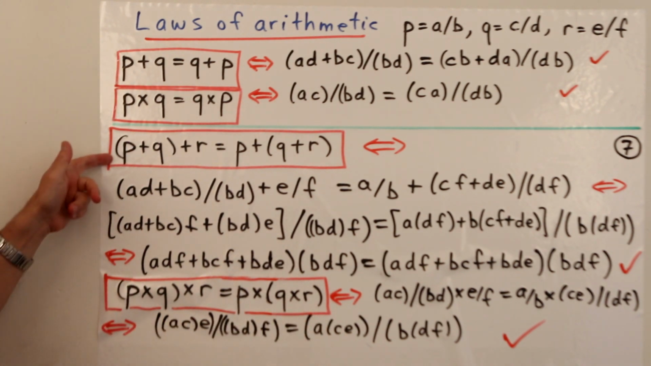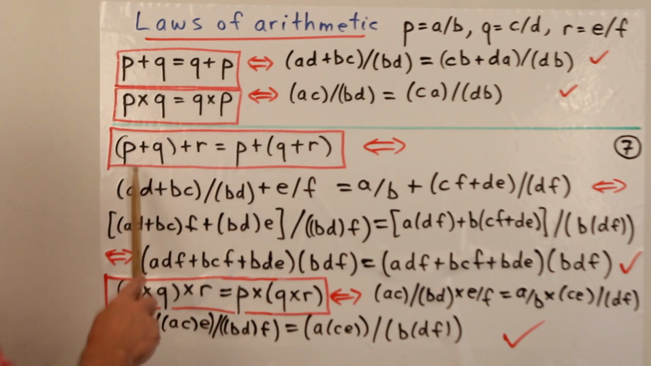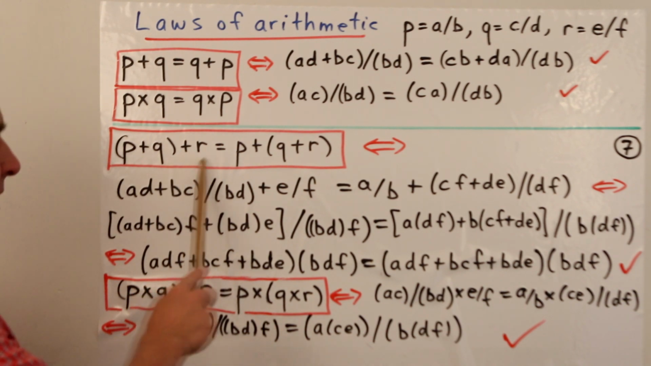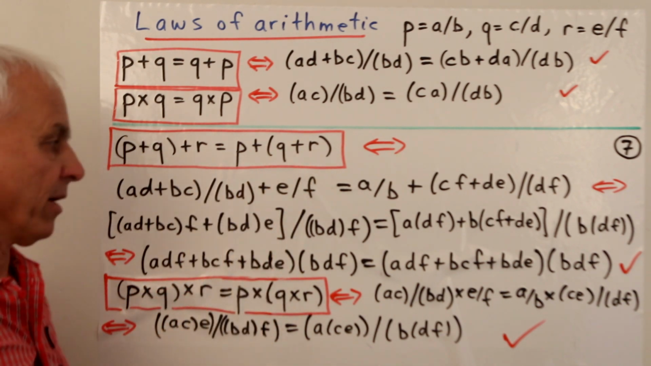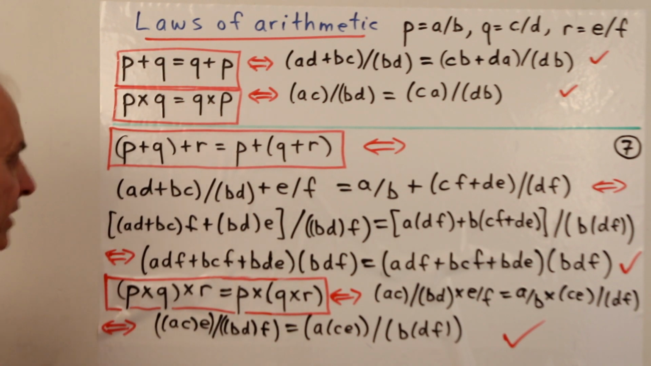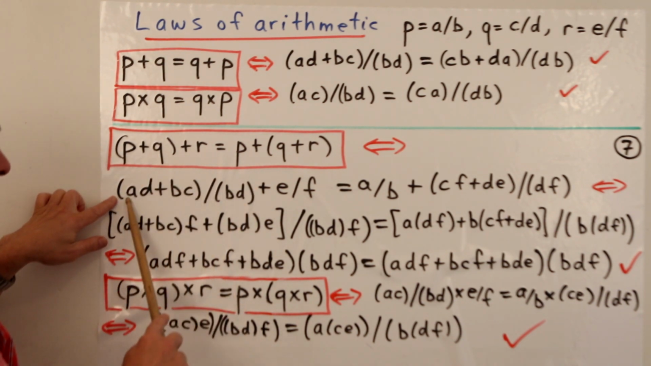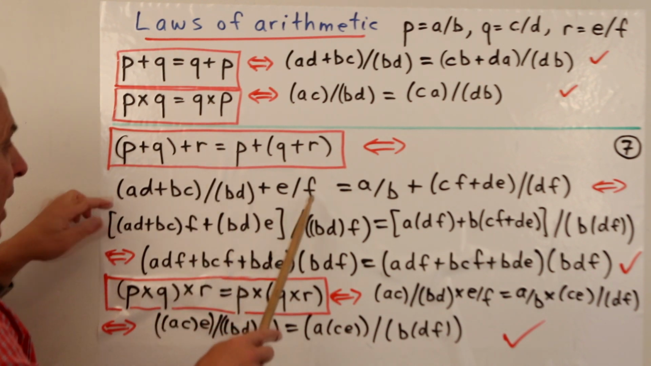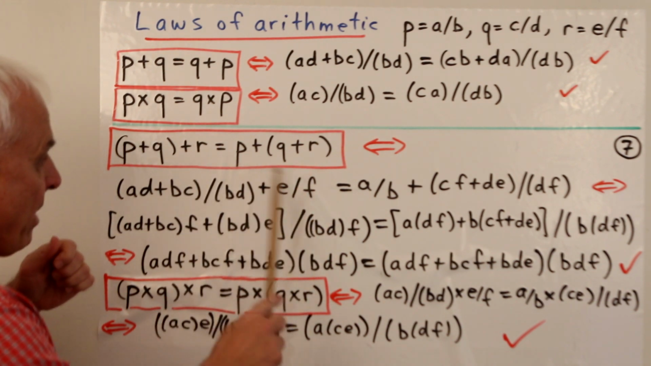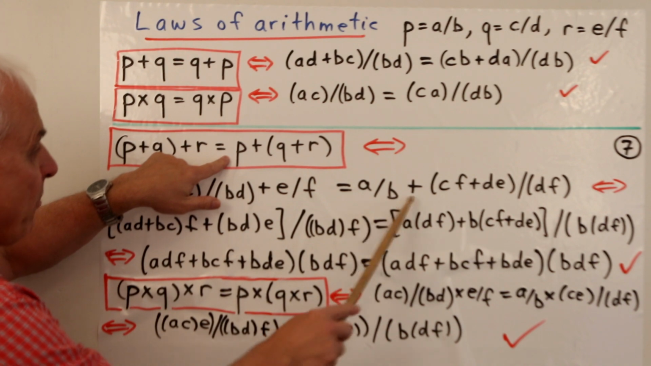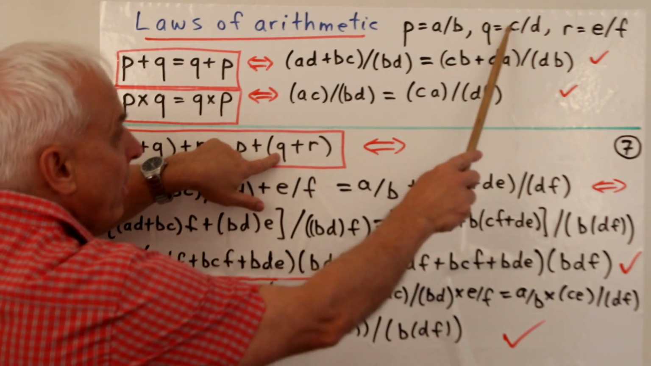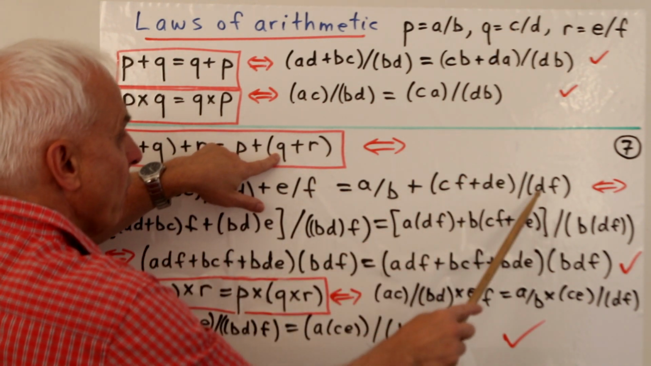Okay, then we have the associative laws. (P plus Q) plus R equals P plus (Q plus R). Okay, it's a little bit more involved. So P plus Q, there's that fraction. R is E over F. And then we want to prove that's the same as P, which is A over B, plus the sum of Q plus R, which is CF plus DE over DF.